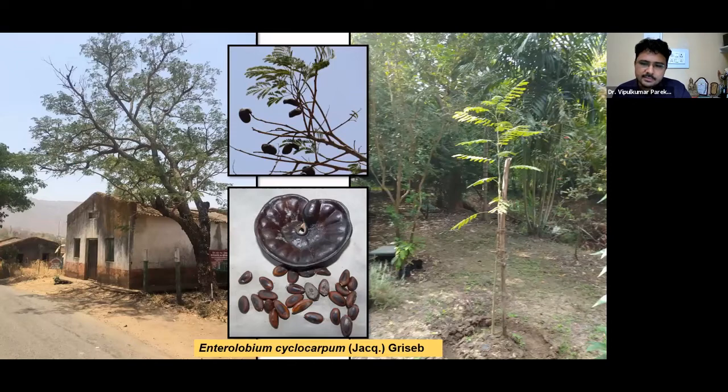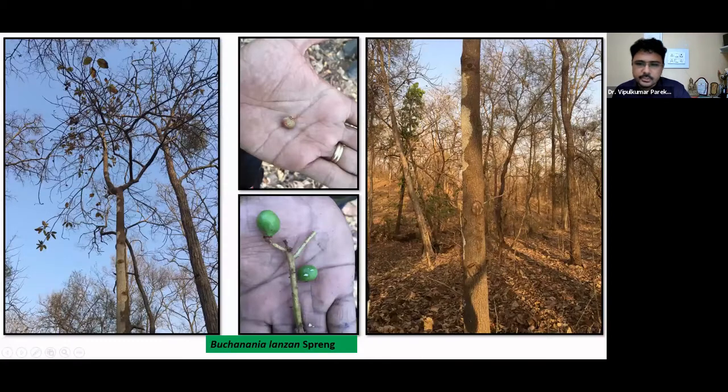Then we have also conserved Enterolobium cyclocarpum. This is from a particular area of Dang, in which one tree was located, an ancient, British-time tree. Nobody had propagated the seed until now, but we collected the seeds and propagated them, and this is the plant which we now have at our Biodiversity Conservation Center.